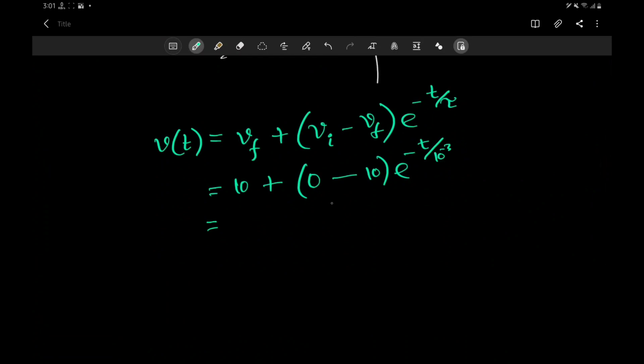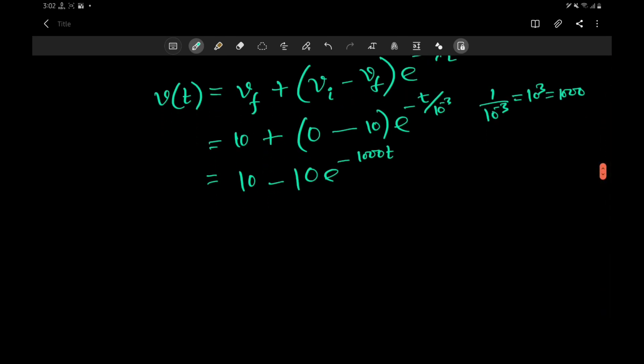So just writing this simply, 1 divided by 10 to the power minus 3 is basically 10 to the power 3, or 1000, however you want to write it, it doesn't matter. So you have 1000 t. This part I just wrote like that.